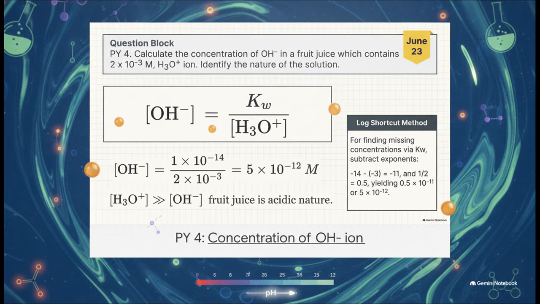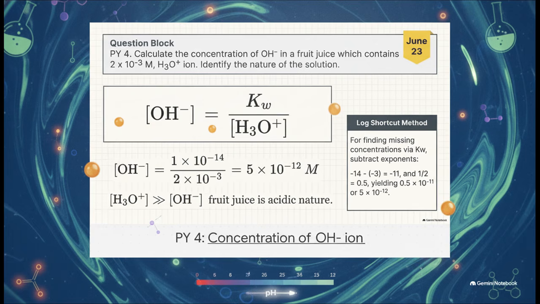Question block. pH 4. June 23. Calculate the concentration of OH- in a fruit juice which contains 2 times 10 to the power of negative 3 M H3O+ ion. Identify the nature of the solution. OH- concentration equals Kw divided by H3O+ concentration. OH- concentration equals 1 times 10 to the power of negative 14 divided by 2 times 10 to the power of negative 3 equals 5 times 10 to the power of negative 12 M. H3O+ concentration is much greater than OH- concentration, so fruit juice is acidic in nature.